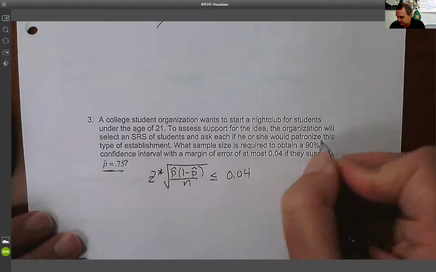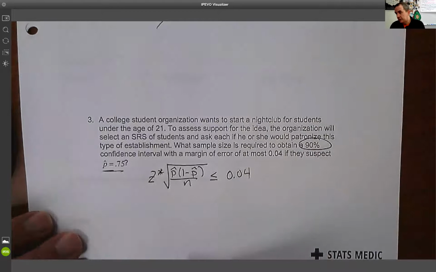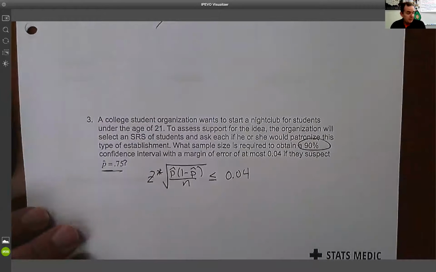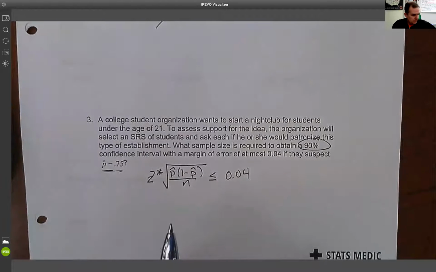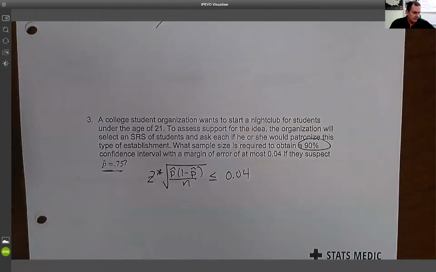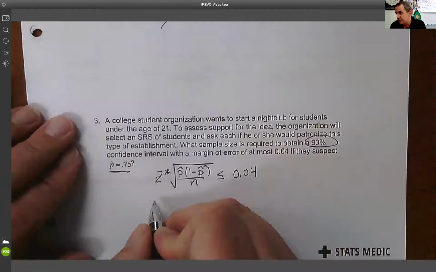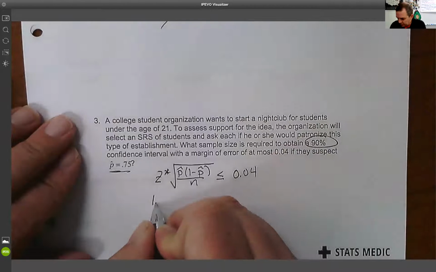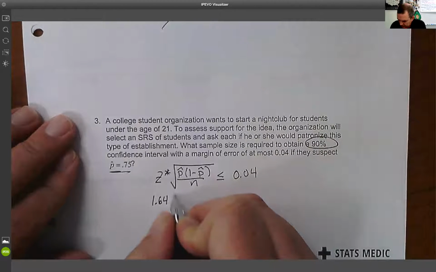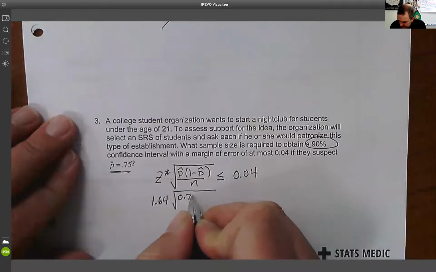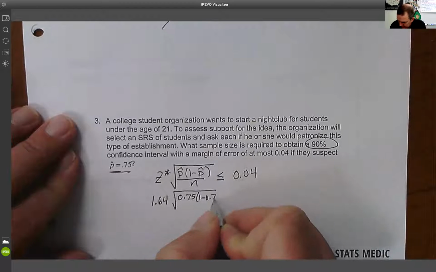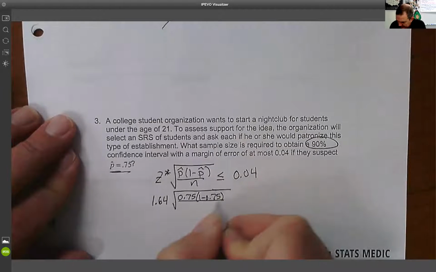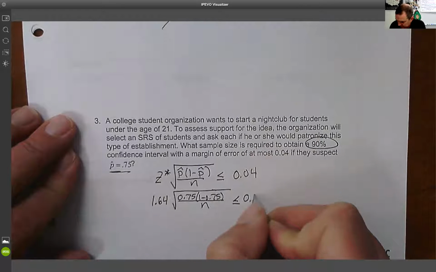Now, here's the deal, 90% confidence interval. If I go to table B and look at the bottom of table B, the Z star for 90% is 1.640. So 1.64 times the square root of 0.75, 1 minus 0.75, divide by n, less than or equal to 0.04.